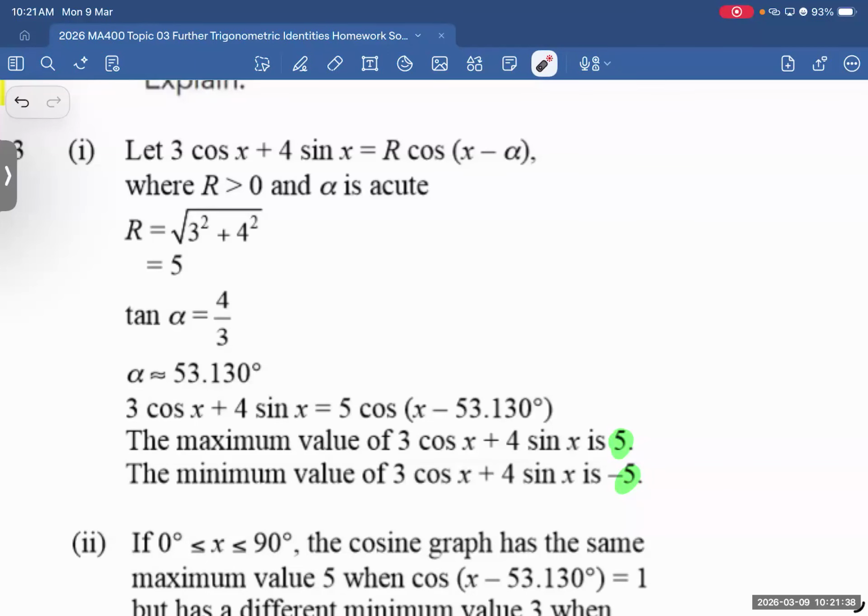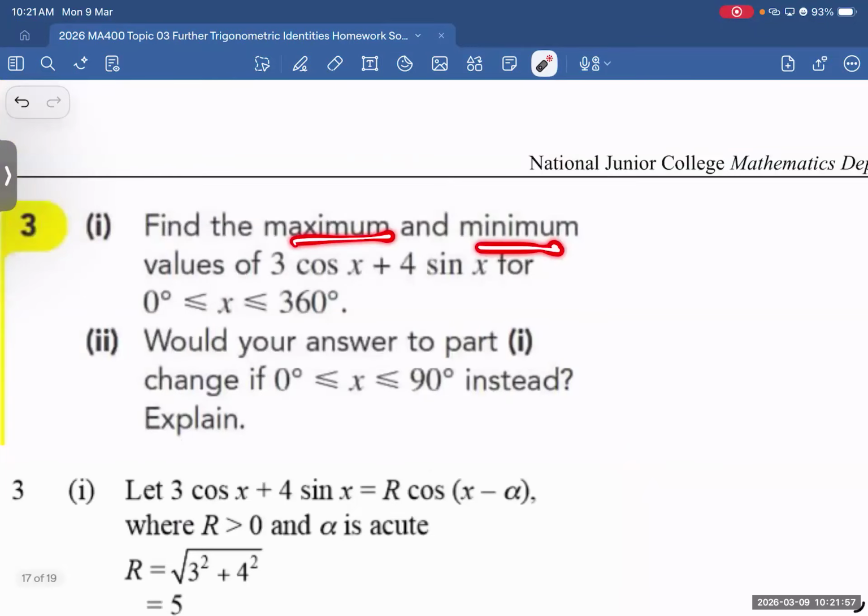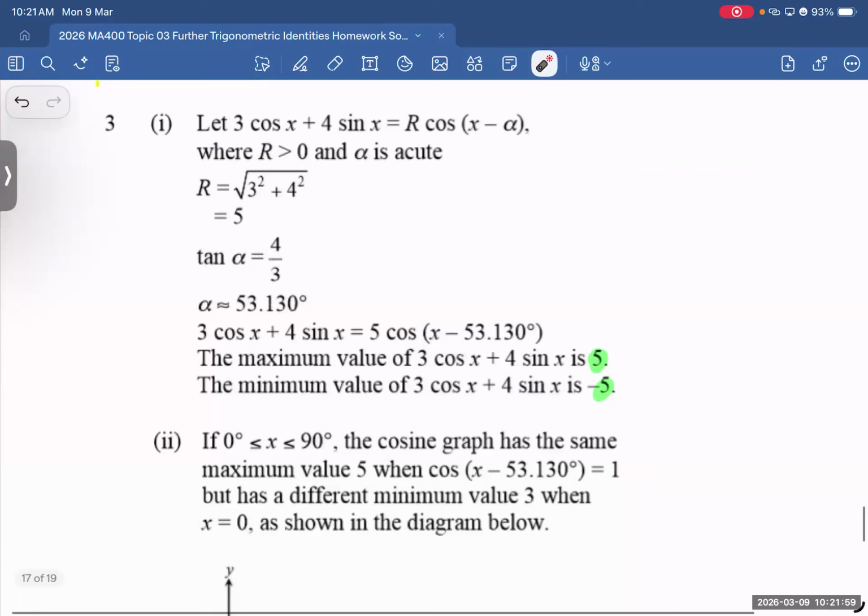No need for the range, because the question asked you to find the maximum and find the minimum. If they want the range, they will say find the range of values. When you see a question that says find the maximum, find the minimum, that means you must give me two answers, not the range.